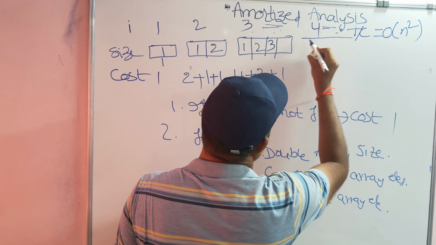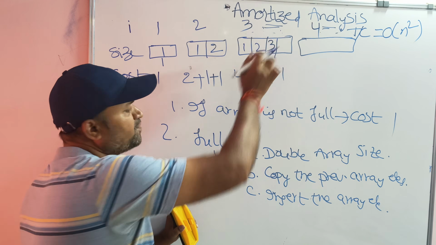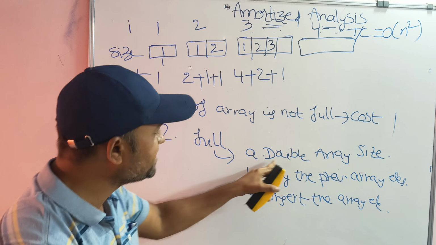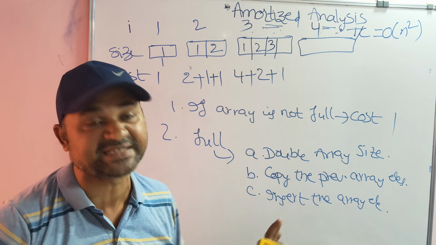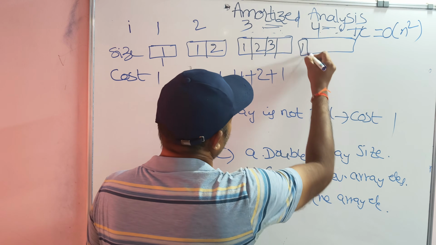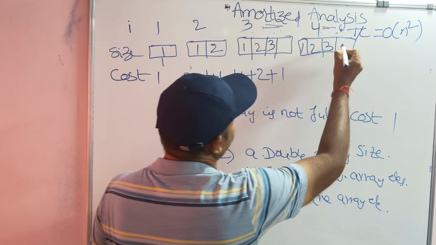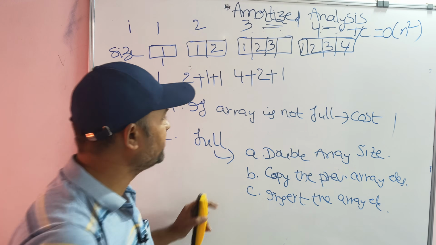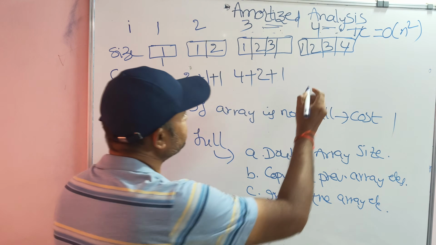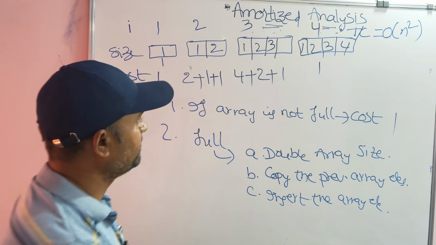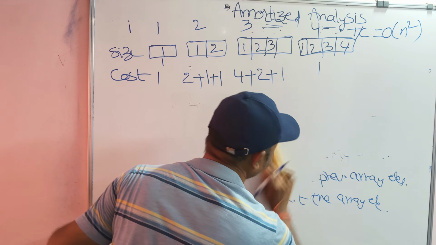Let us insert 4. Now the array is not full. We have one more empty location. So there is no need to double the array size. There is no need to copy the previous array elements. So here the array is the previous array only, 1, 2, 3. Let us insert the element. Now what is the cost here? If the array is not full, then the cost is 1. So only for inserting that element, the cost is 1. Next, let us insert one more element.